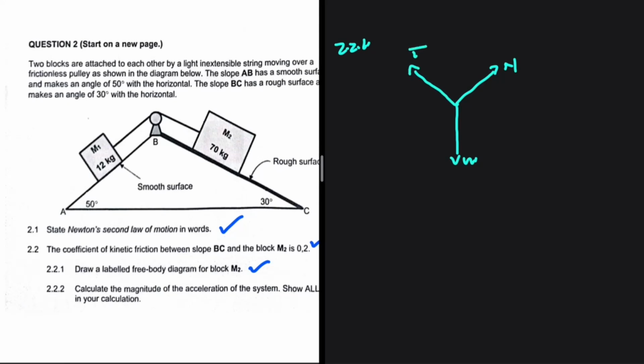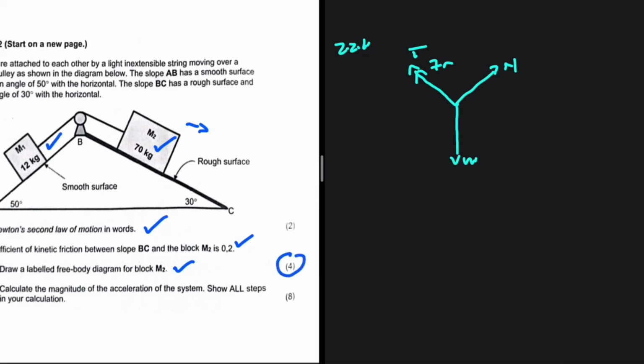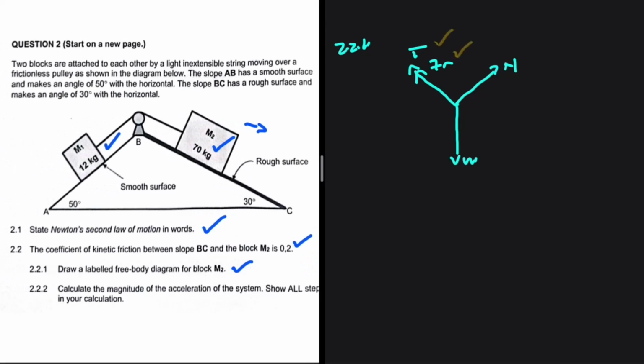The mass of M2 is 70 kgs. The mass of M1 is 12 kgs. So it would make sense to assume that M2 is moving down the slope. If that is the case, then the frictional force will be up the slope. 2.2.1, it is for 4 marks, and we have 4 forces on our free body diagram. So we are quite confident that we have not missed anything. Let's go ahead and do 2.2.2.